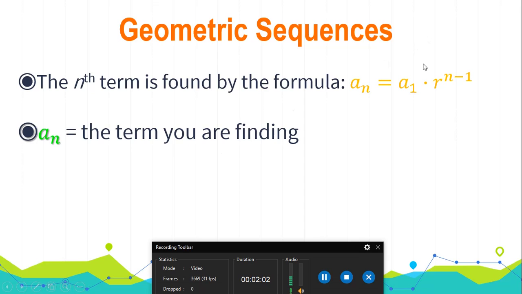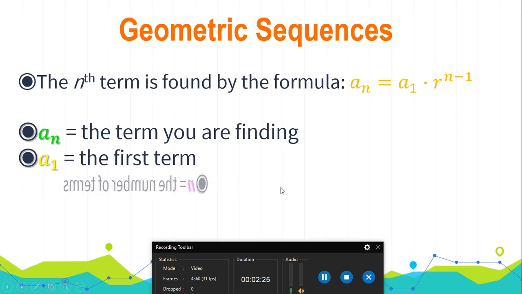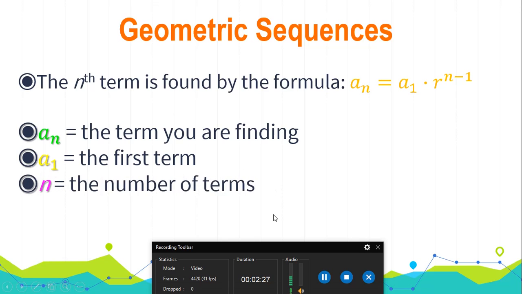Sometimes we put in, say, a 10 for the n. We might be looking for the 10th term, so it'll be a sub 10. A sub 1 is always the first term of the sequence. Quite often they'll tell you what that term is, but sometimes you have to calculate that term before you can move on to the next step. N is the number of terms that we're using or hoping to find. And then r represents the common ratio. That's our multiplier.